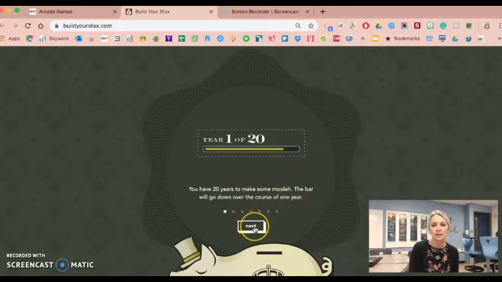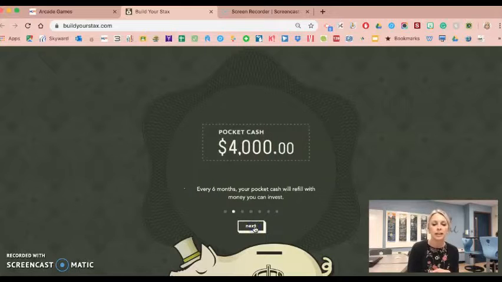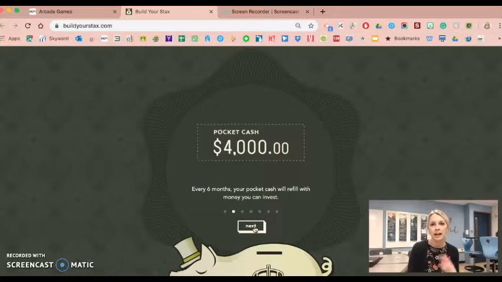So I have 20 years to make some money in my investments, and it does play out 20 years in 20 minutes. By the way, there are 35 years of data in STAX, so if the kids play a couple times, they're not going to get the same time frame. So you can play it multiple times in your classroom, and I promise that if you do it with your students, they're going to want to play again and again.